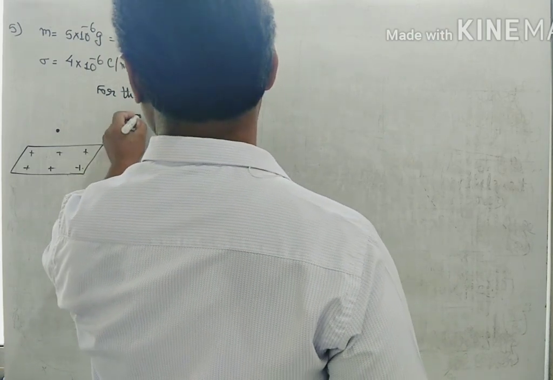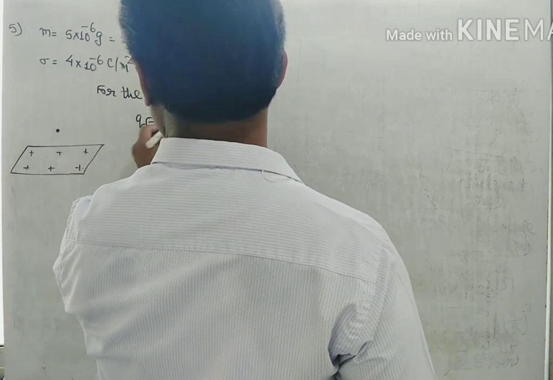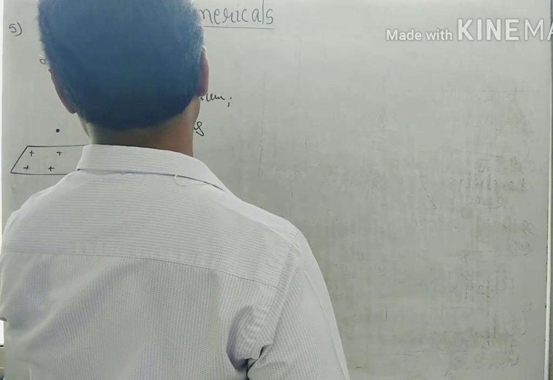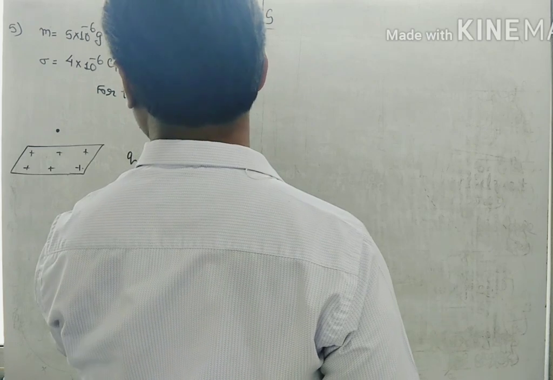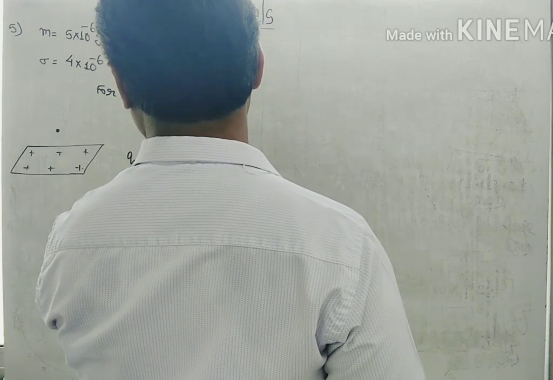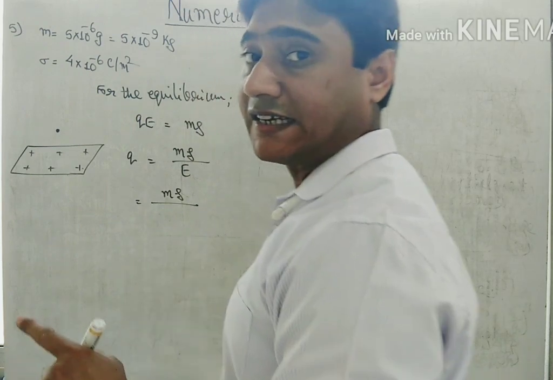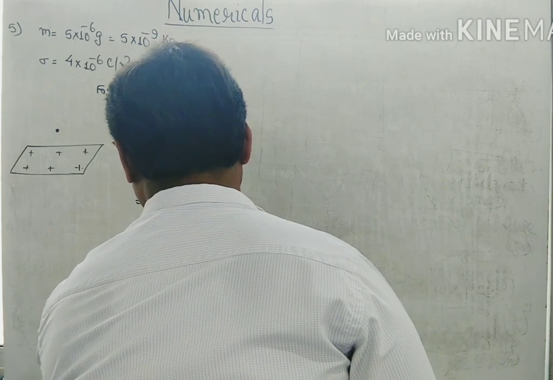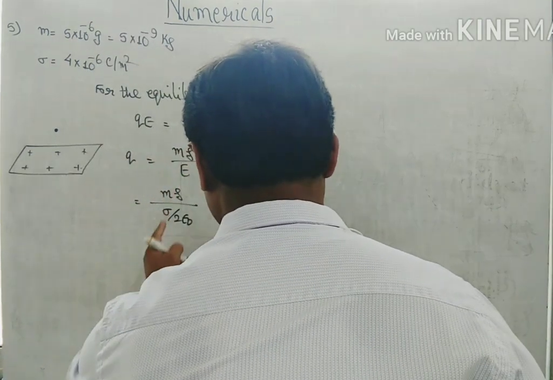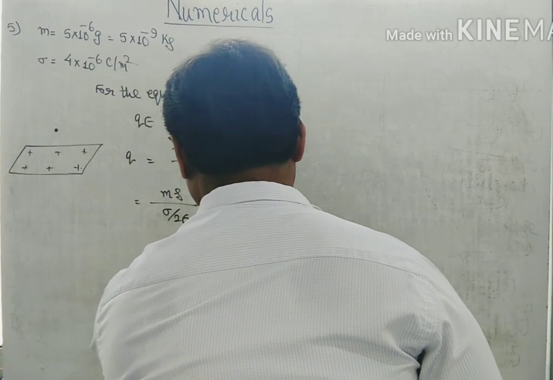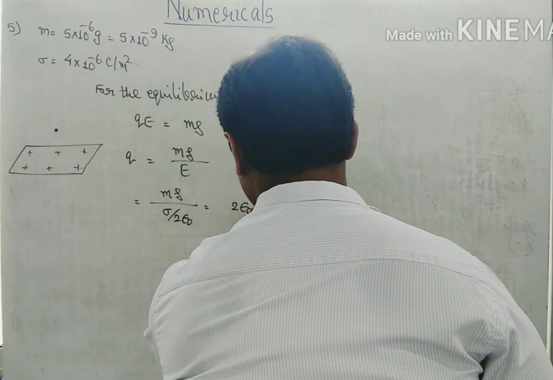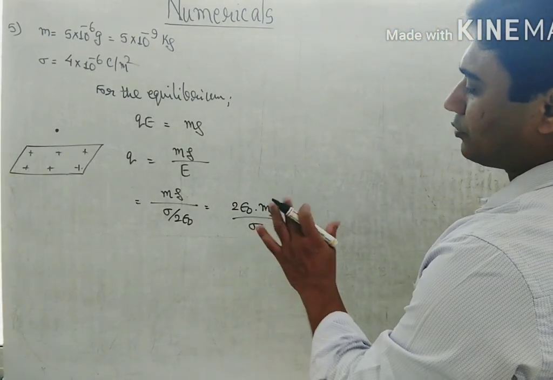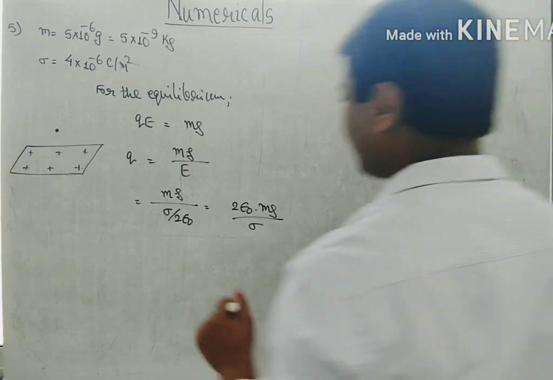what do we have? The force due to the sheet has to equal the weight, so QE = mg, giving Q = mg upon E, where E is the electric field due to the sheet, sigma upon 2 epsilon naught. Now this 2 epsilon naught goes up, and this makes Q = 2 epsilon naught into mg upon sigma. So this is the formula with us. Now you can just place all values and have the answer.